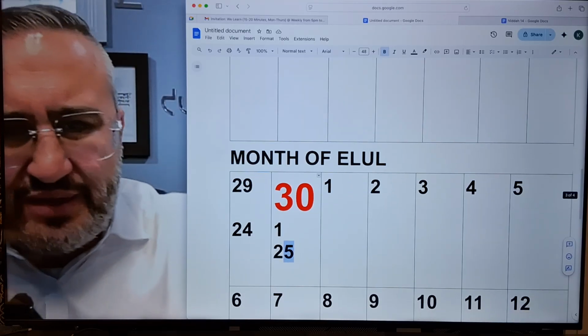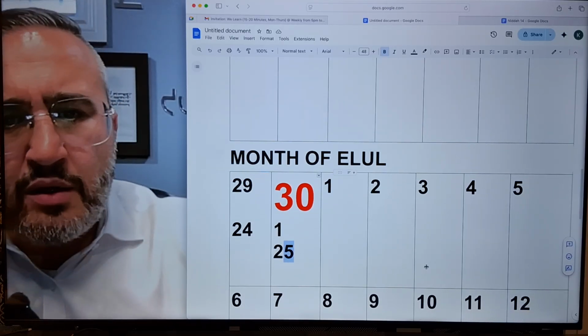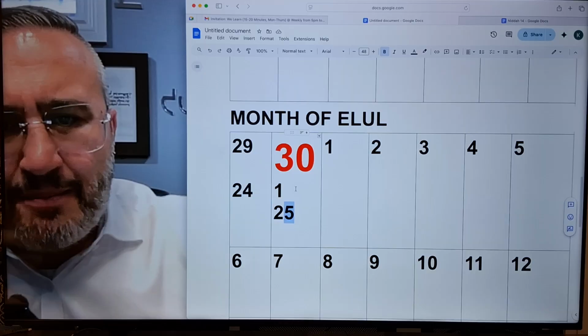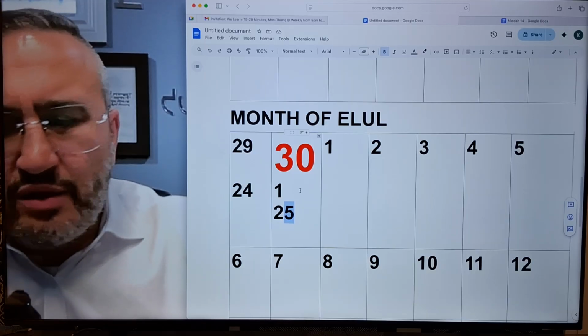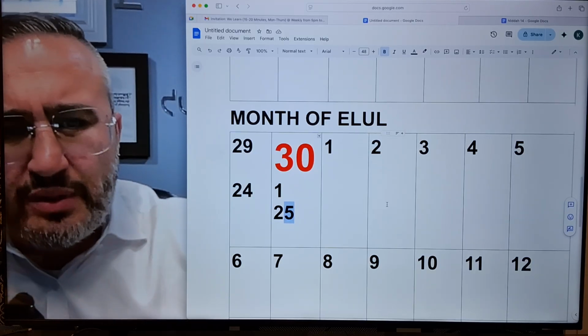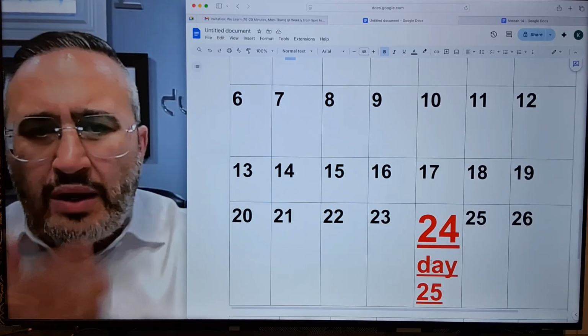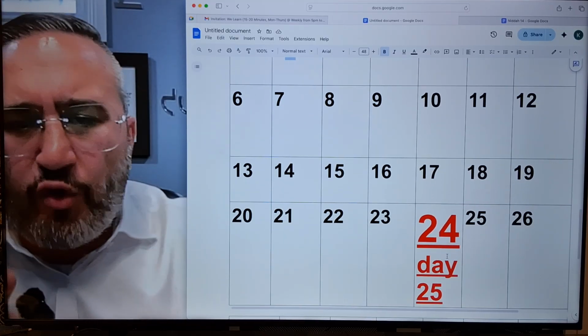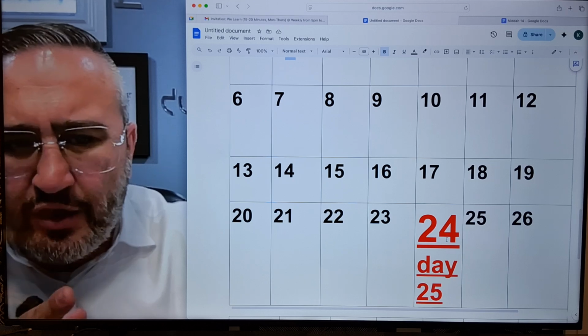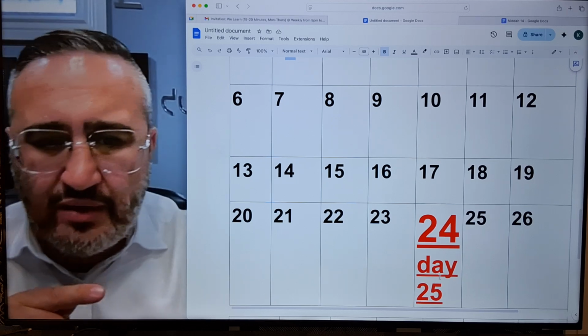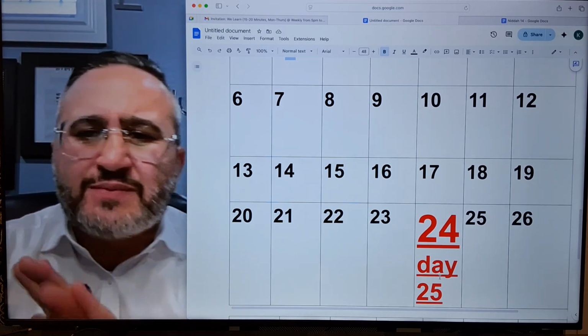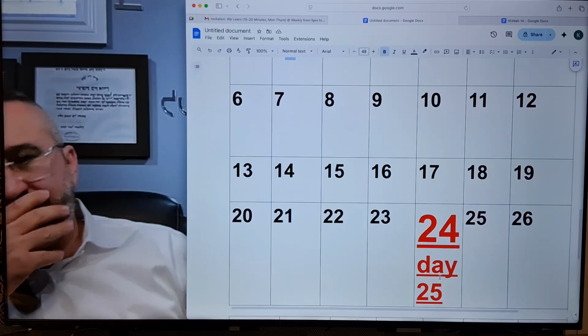I'm not going to write everything. I'm just going to go straight. I already did the calendar. So let's say we're going to count this as day number 1. Elul, the first of Elul, is going to be day number 2, and so on and so forth. We're going to continue. When I reach day number 25, the date of the 24th of Elul, this day the husband's not allowed to have relations with her.